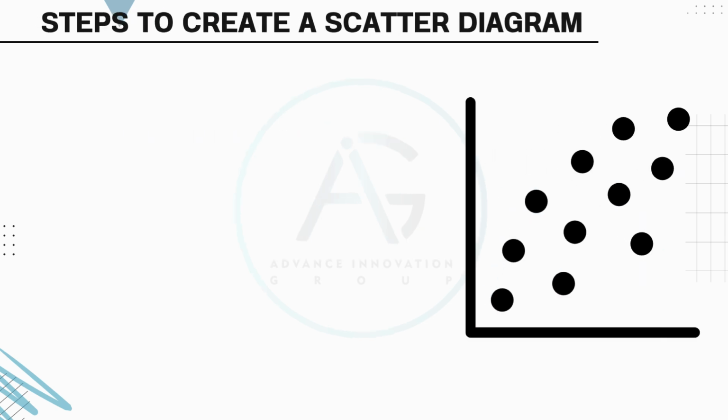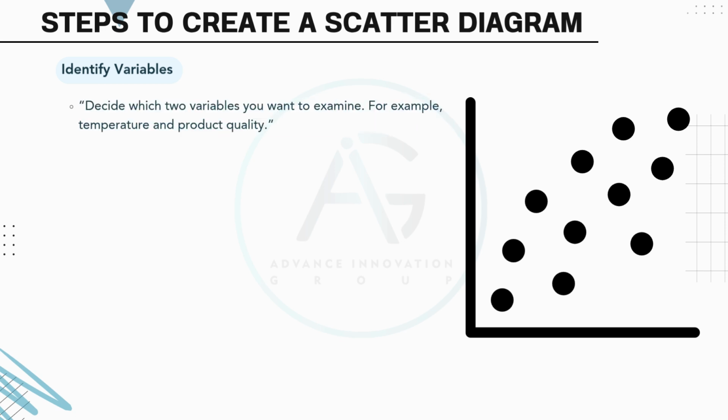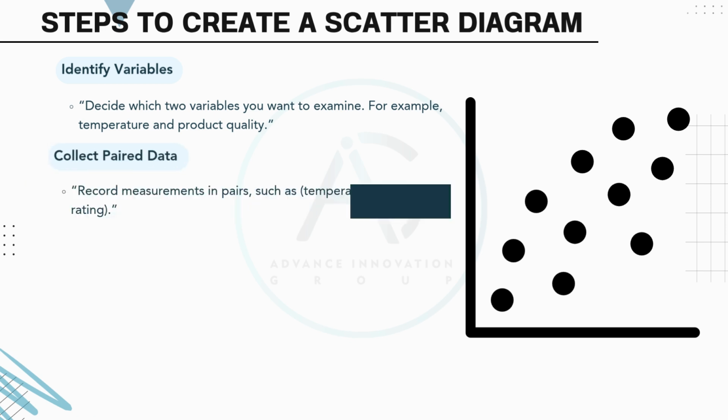Steps to create a scatter diagram. Identify variables. Decide which two variables you want to examine. For example, temperature and product quality. Collect paired data. Record measurements in pairs such as temperature, quality rating.